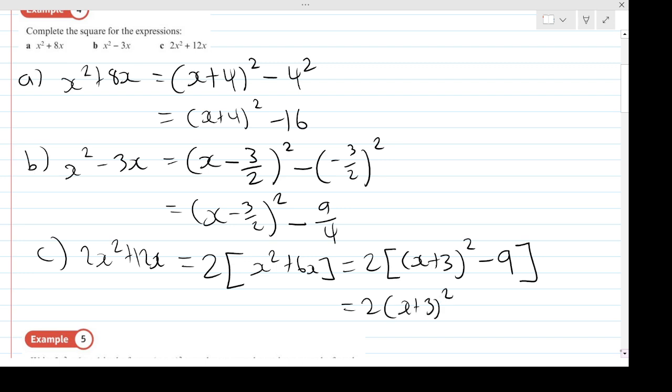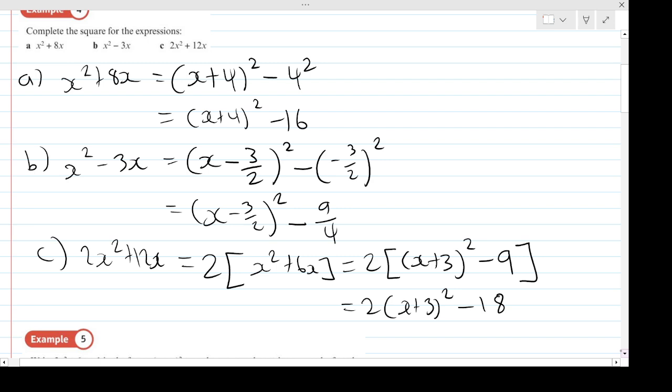So I'm expanding the bracket: 2 lots of x plus 3 squared, and then I'll do 2 times the minus 9, that'd be minus 18. And there we are. It's in the same sort of form now as parts A and B. Just have a number in front, but that's fine. And that's basically completing the square.